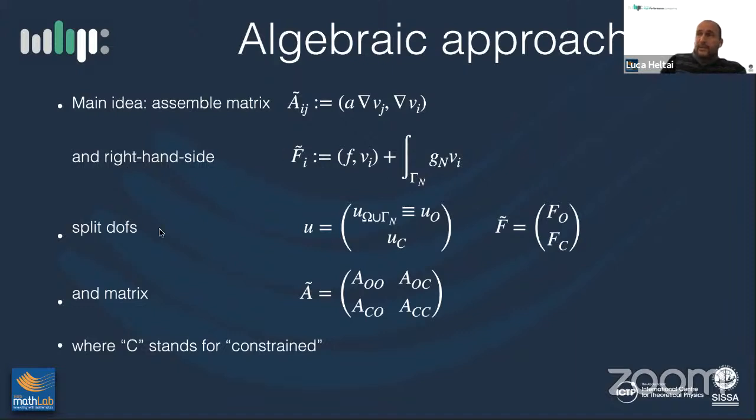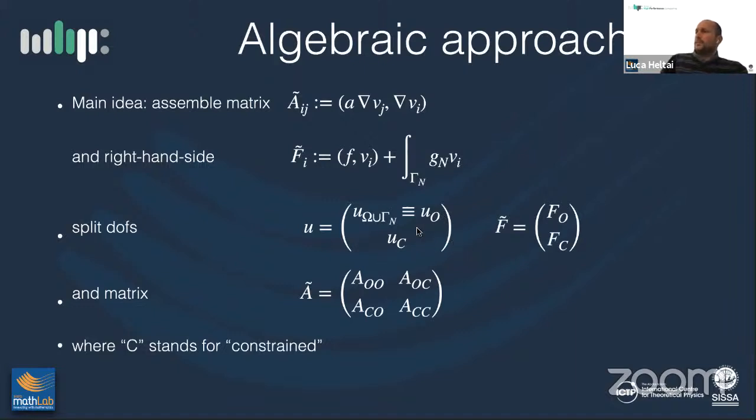You split the degrees of freedom into constrained degrees of freedom, where C stands for constrained, which are those that you want to set to something in this particular case, and the unconstrained degrees of freedom, or omega degrees of freedom, the way that I used it here. So I use O for unconstrained because a U was already taken by the actual unknown, so I didn't want to use U, otherwise it would have been very difficult. So I use O for omega and C for constrained on the boundary.